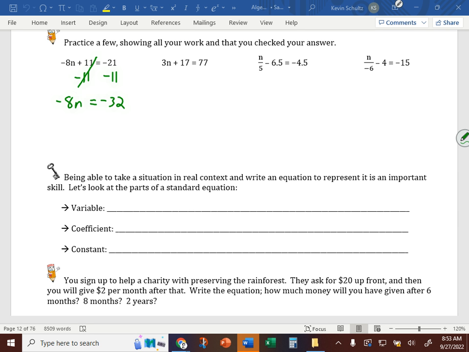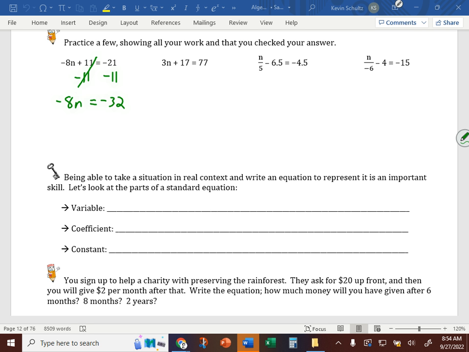The two key rules for this are opposite operations, and you do the same thing to both sides. This equal sign keeps the equation balanced. If we take 11 away from only one side and not the other, our scale is going to go kerplunk. So we have to do the same thing to both sides, undoing what's being done. Nathan?